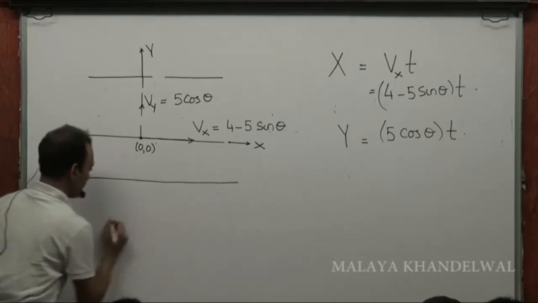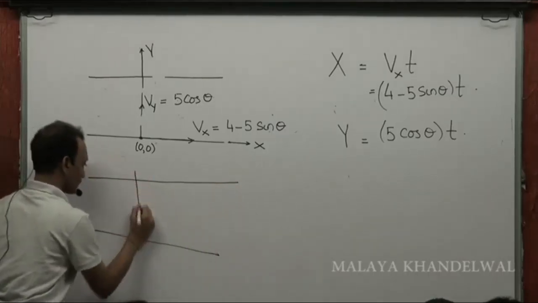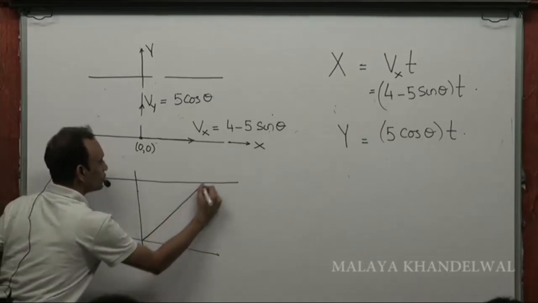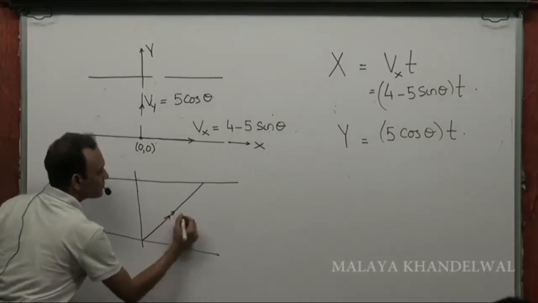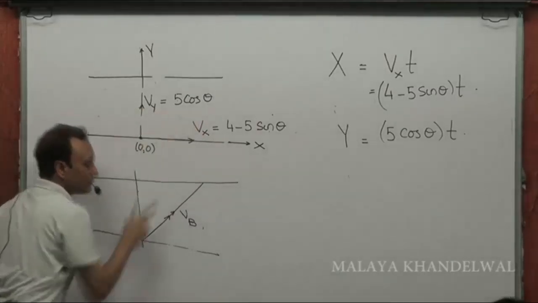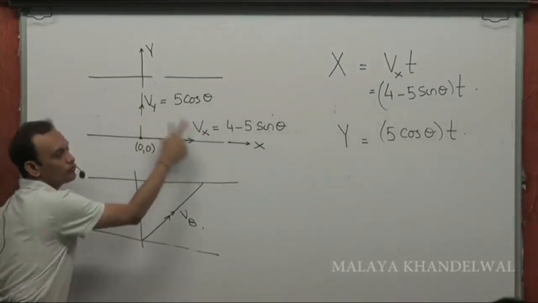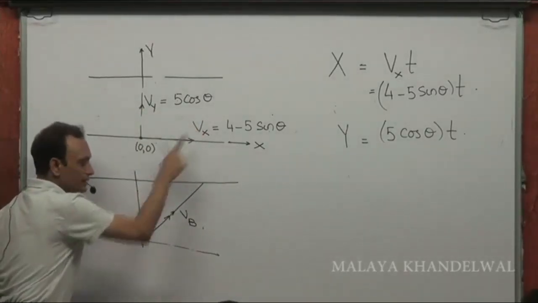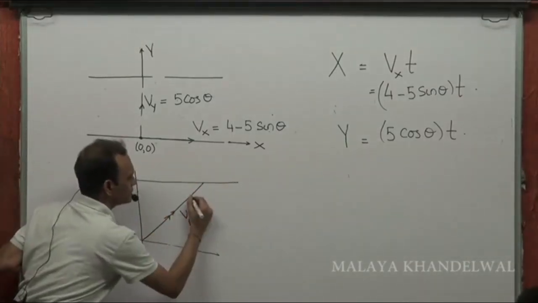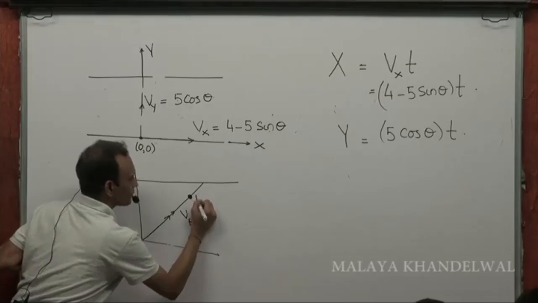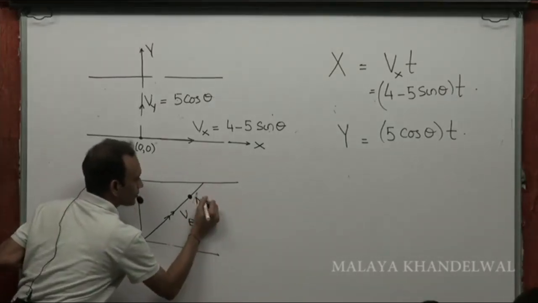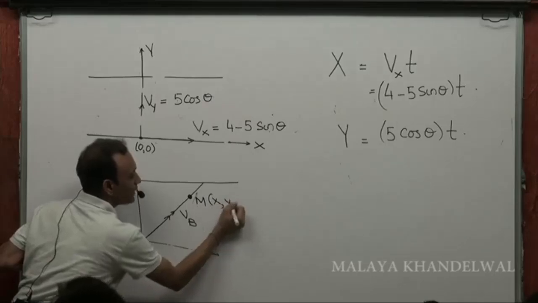Under the influence of Vx and Vy, the boat moves. This is the net velocity of the boat, which is the resultant of Vx and Vy. This would be the net velocity of the boat, which would be root Vx squared plus Vy squared, right? T seconds later, the boat arrives at a point, say M, that has coordinates x comma y.